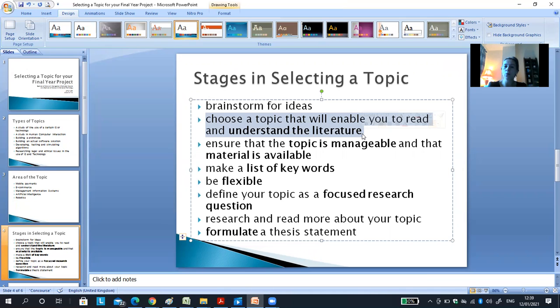It can be a topic for which there is literature, but it's highly technical, and it will require that you spend a lot of effort and time in understanding that, right? But there has to be literature in that topic. Ensure that the topic is manageable. Can you do it in the time given, right? And are there materials available? And if there are, will you be able to access them?